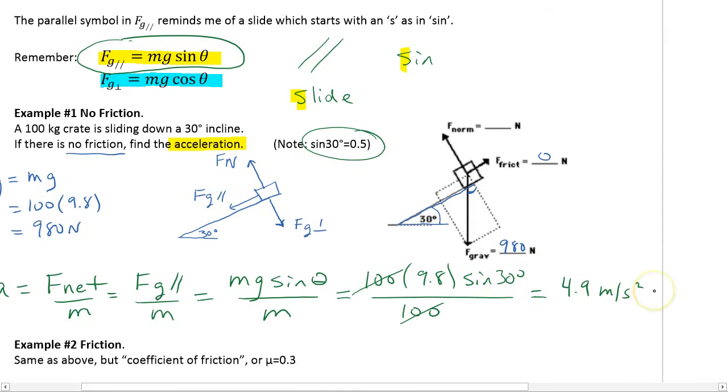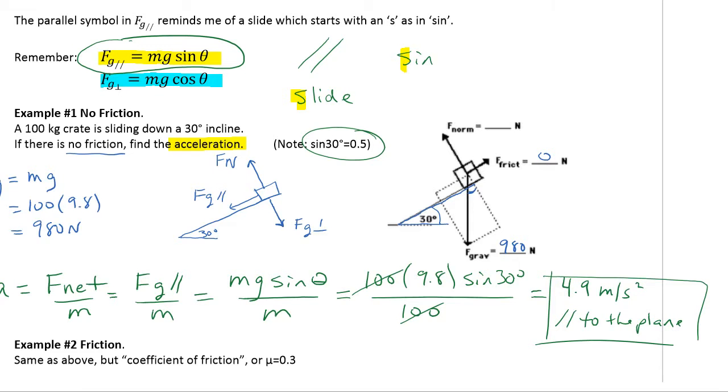And what direction will that be? Parallel to the plane. In fact, for most of these inclined plane questions, I'm pretty happy if you just say 4.9 meters per second squared. That's enough. I'm not too picky about the direction on those ones.